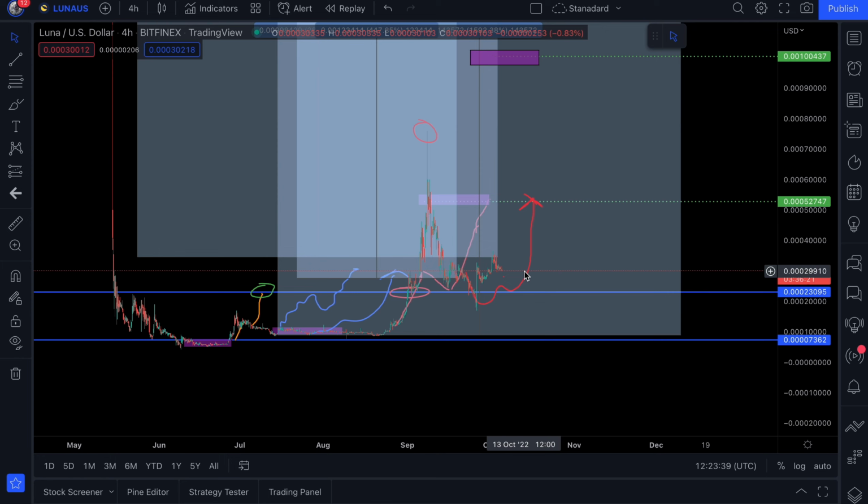Guys, this is it for now. This is a brief breakdown of how we analyze Terra Luna Classic from a raw price analysis perspective. No RSIs, no MACDs, no technical tools, purely candlesticks and using previous support and resistance.